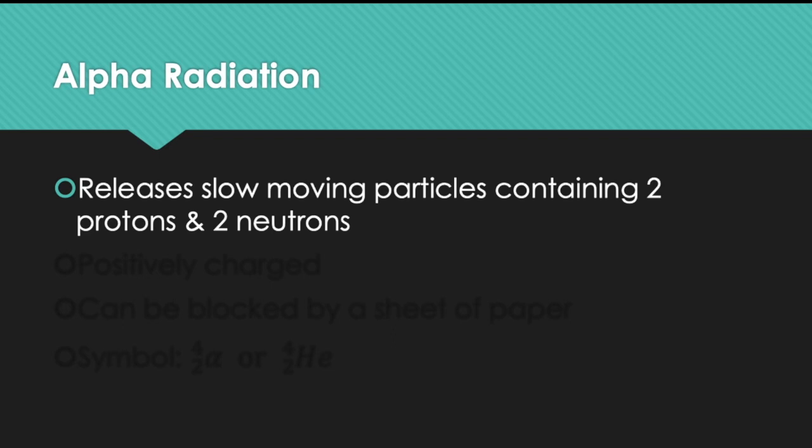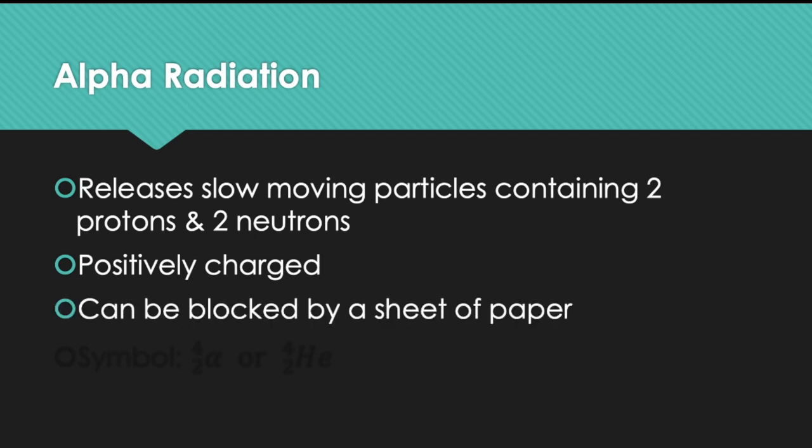Basically, the nucleus of a helium-4 atom. This means that it's going to be positively charged. And because alpha particles are relatively large and slow-moving, they're very easy to block. They can be blocked by something as small as a sheet of paper or the layer of dead skin cells on your body. This means atoms that release alpha radiation aren't typically dangerous outside of the body. However, if you were to ingest them and they release their radiation inside of your body, it could be harmful.